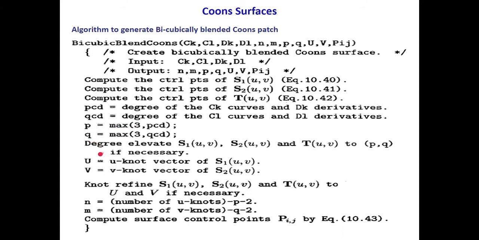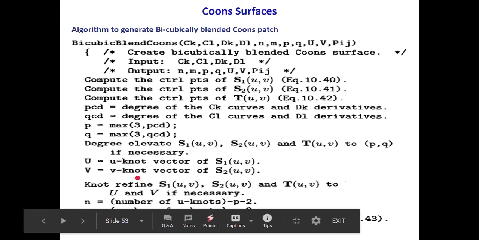And then the two steps of degree elevation and knot refinement, which were explained by my teammate Vamsi in the starting slides. What are these degree elevation and knot refinement? We perform these two steps, if required, over these surfaces S1, S2, and T to P, Q.